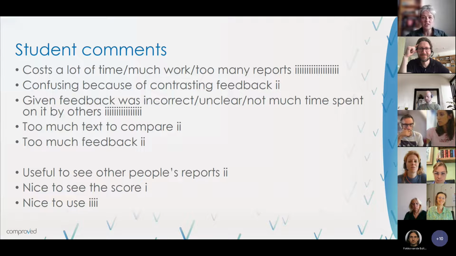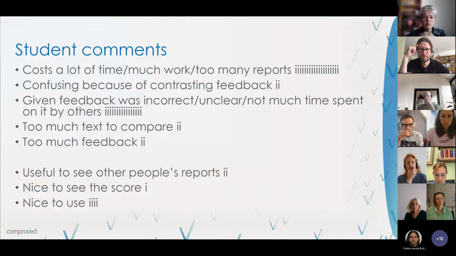It costs them too much time. They found it too much work. They had to compare too many reports. They also struggled a bit, I can see in the comments, with the interface, the fact that they had to scroll through the whole text to be able to compare them. That was difficult for them.